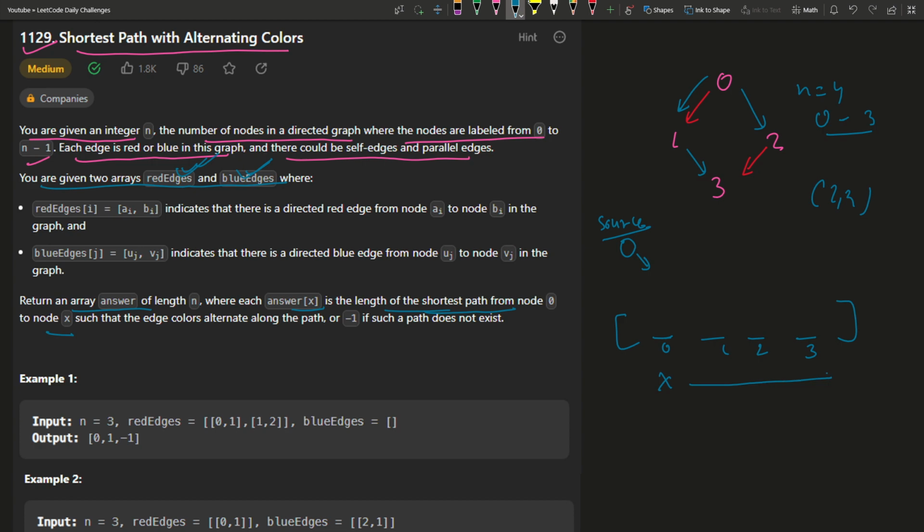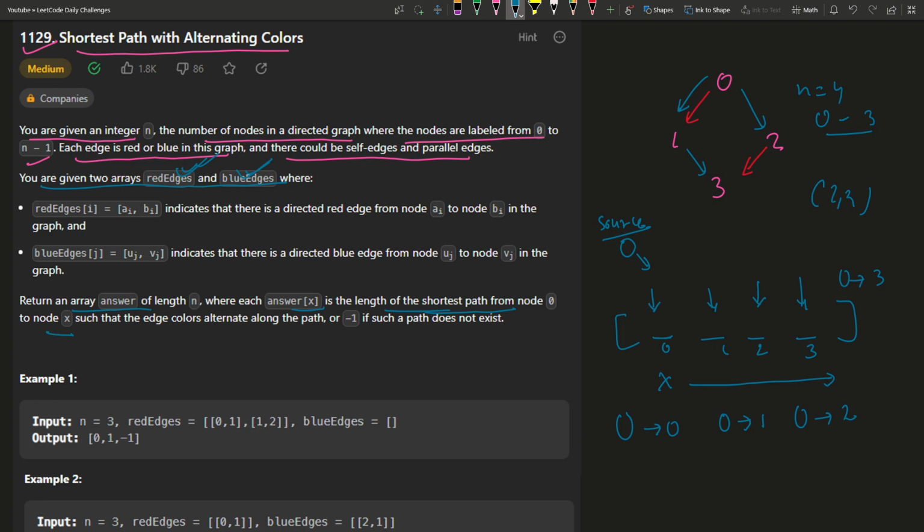X will go from 0 to 3, right? So the first thing is going to contain the shortest path from 0 to 0. This thing is going to contain the shortest path from 0 to 1. And this particular thing contains the shortest path from 0 to 2. Alright, so this much is clear, I hope now.